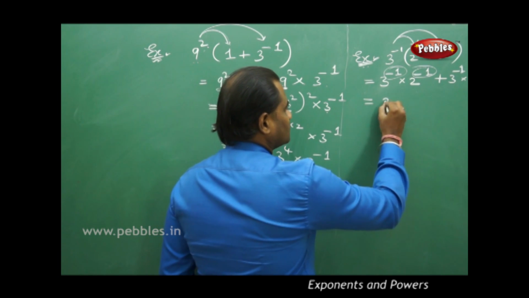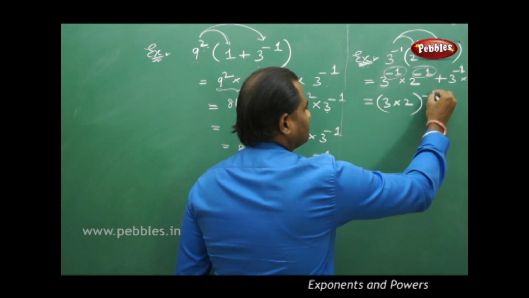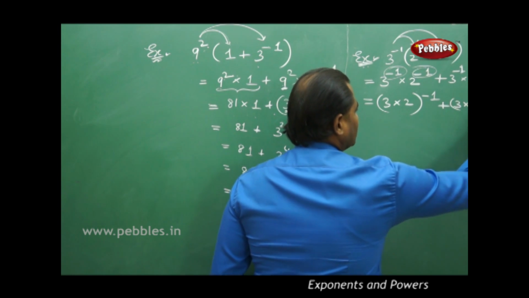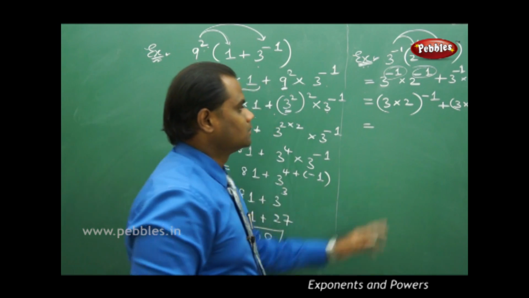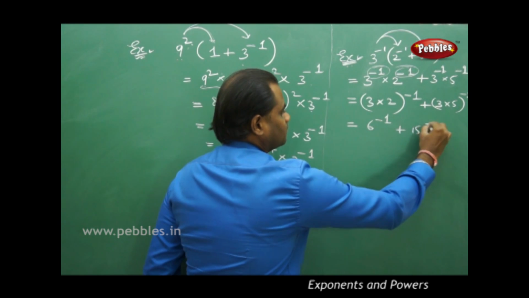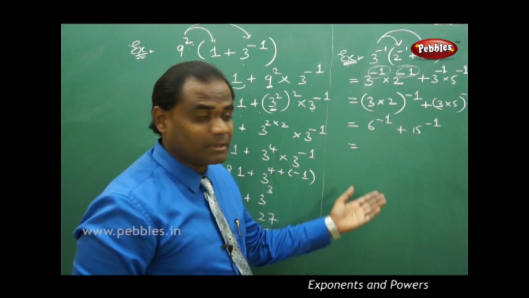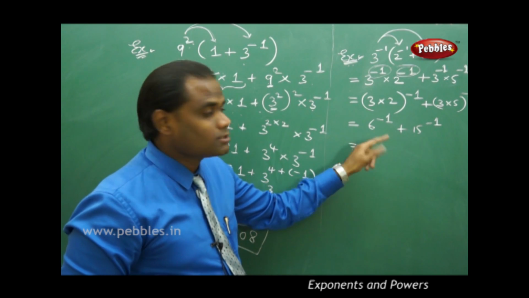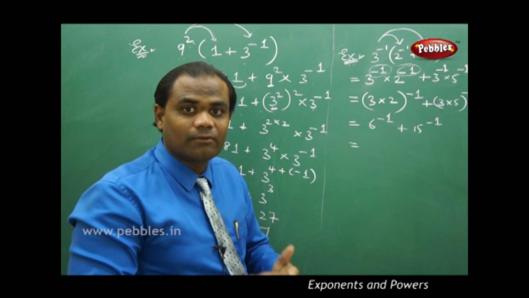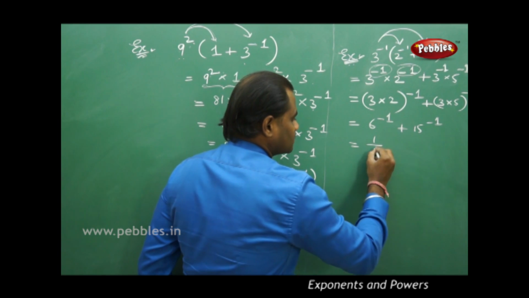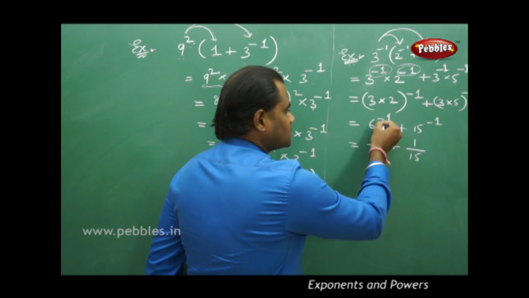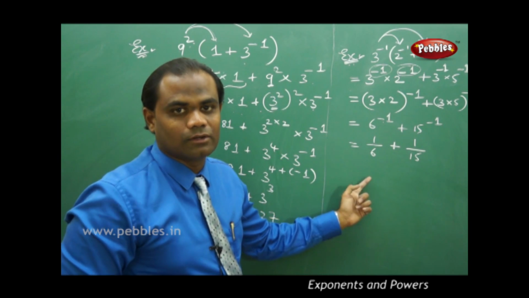So this can be written as a times of b whole power m plus 3 times of 5 whole power minus 1, which would be nothing but 3 times of 2 is 6 power minus 1 plus 15 power minus 1, which indirectly gives me the next law of index. So what is the law of index identified here? This is in the form of a power minus n, which is 1 by a power n. Therefore 6 power minus 1 can be written as 1 by 6. 15 power minus 1 can be written as 1 by 15. The negative power is reduced to the positive power or the fractional form.